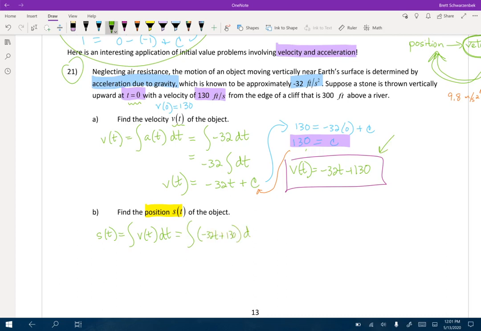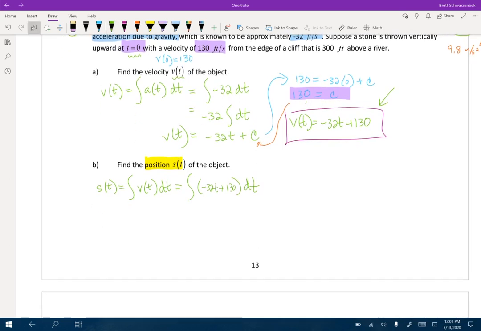Alrighty, so where do we go from there? Well, this is a more typical problem to take the antiderivative of. So we have a constant negative 32. What's the antiderivative of t? It's t squared over 2, right? Then we have a constant of 130. What's the antiderivative of essentially 1? It's going to be just t. So the antiderivative of 130 is 130t, right? Plus c. So this is essentially our family of position functions. So let's simplify. So we're going to get negative 16t squared plus 130t plus c.